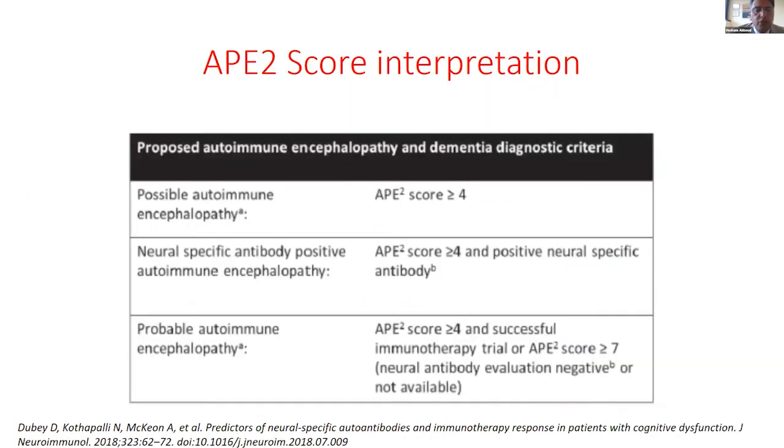This score can also be used to make the diagnosis of autoimmune encephalitis. And here's an example of how to do that. If your patient scores above 4, then they have possible autoimmune encephalitis. If they score above 4 and the panel comes back positive, here you have confidence in making the diagnosis of a seropositive autoimmune encephalitis. If the panel was negative, but the patient scored above 7 or scored above 4 and had good response to immunotherapy, then this is probable autoimmune encephalitis. So this is an easier way to make the diagnosis either in clinic or in the hospital for some patients who have a more prolonged or protracted hospital course.